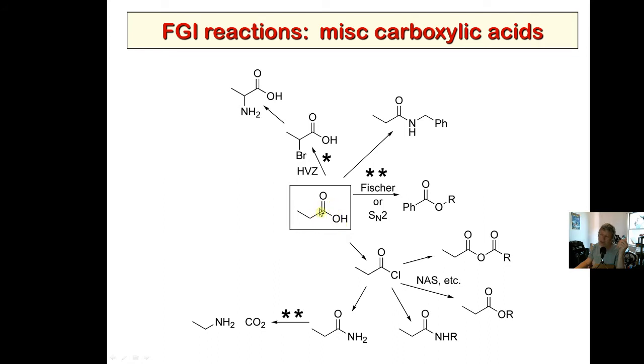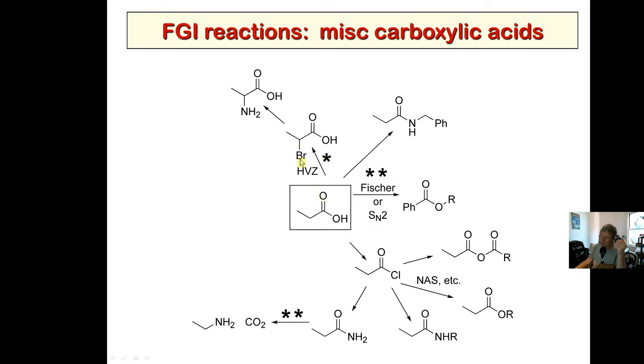The enol attacks Br2 and kicks off a Br, so you basically protect the alcohol, and then it makes an enol of the acid bromide, which is nucleophilic, attacks Br2, and puts the Br there. Then you still have the acid bromide, and the third step is just hydrolysis of the acid bromide. So water attacks and kicks it off.